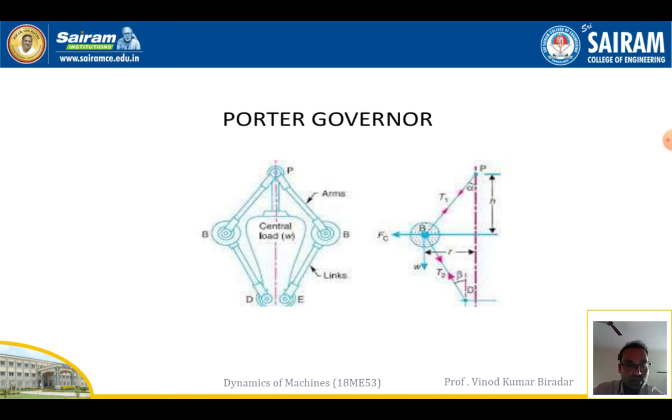Okay, this is about the P and D is an axis of this Porter governor. The angle of the upper arm with the link is called the inclination angle, and the angle of inclination with the lower arm below is considered as beta. Okay, this is about the block diagram of this Porter governor.